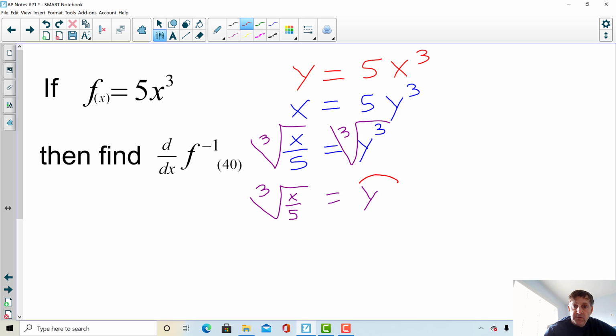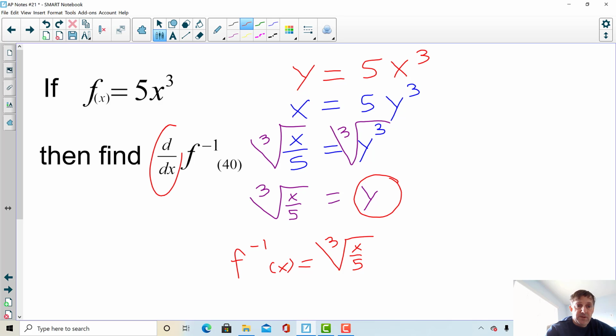Now normally I would just call this y inverse because I'm done, but remember the original name was f, so I'm going to call this f inverse. So now that we have f inverse, we can do the derivative of f inverse, and then we'll plug in 40. Okay, before I do the derivative of the inverse, I want to rewrite it as a power of 1/3.